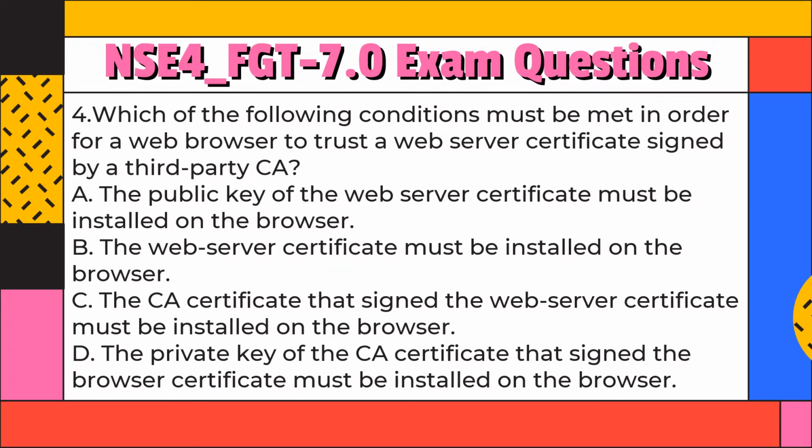4. Which of the following conditions must be met in order for a web browser to trust a web server certificate signed by a third-party CA? A. The public key of the web server certificate must be installed on the browser. B. The web server certificate must be installed on the browser. C. The CA certificate that signs the web server certificate must be installed on the browser. D. The private key of the CA certificate that signs the browser certificate must be installed on the browser.